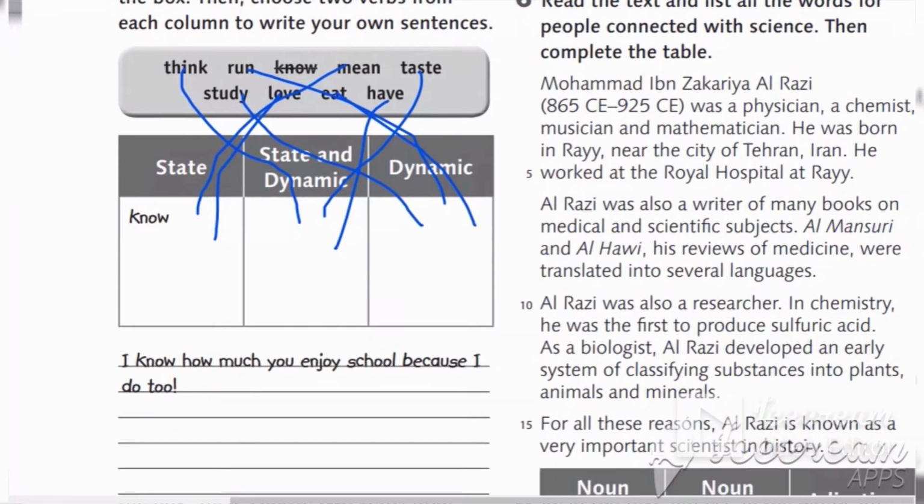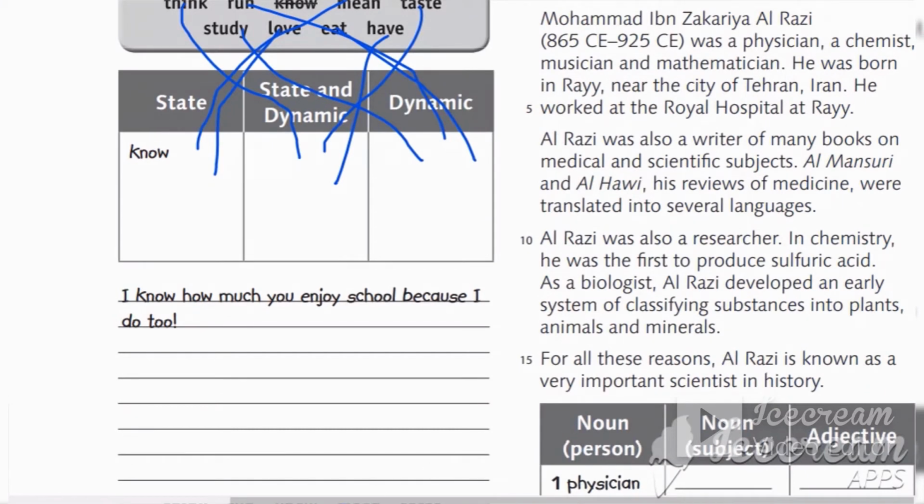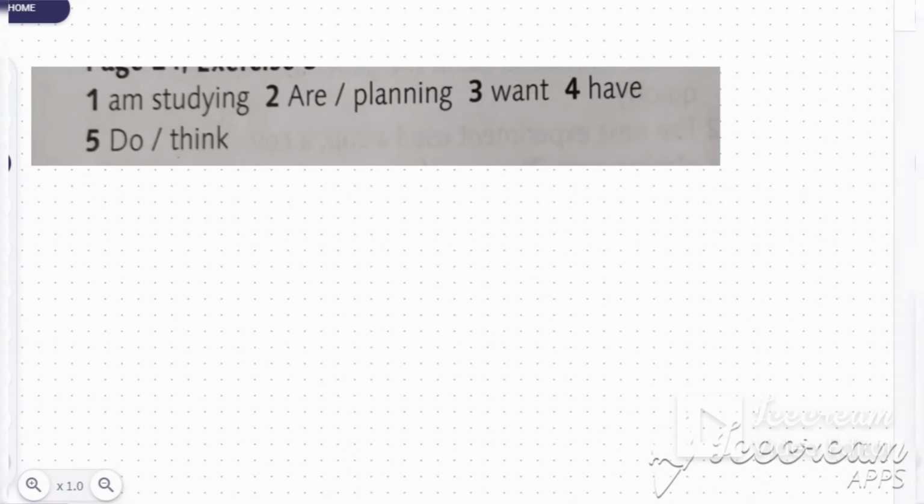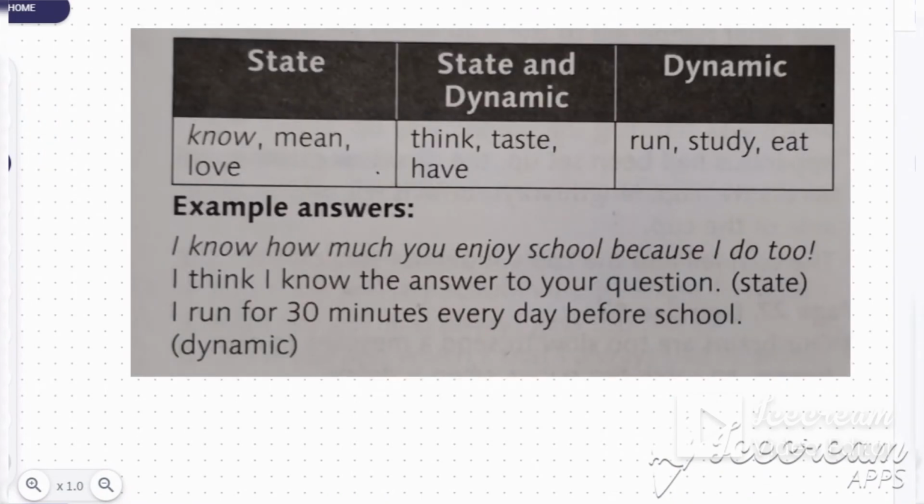Now this is how to form a question, a sentence. Now this is the table. State: know, mean, love. State and dynamic: think, taste, have. And dynamic: run, study, eat. We have the example: I know how much you enjoy school because I do too. I think I know the answer to your opinion.